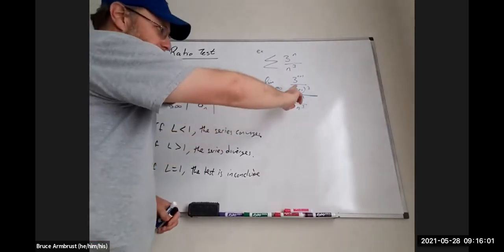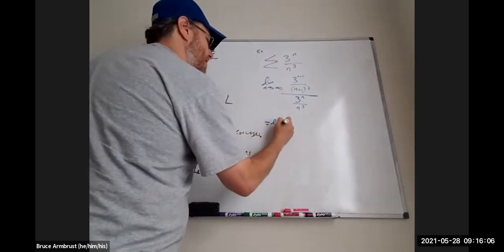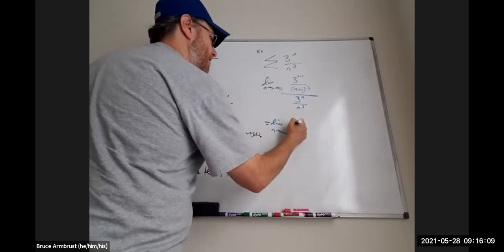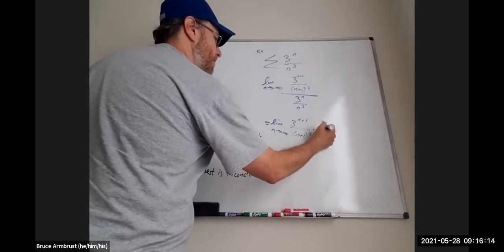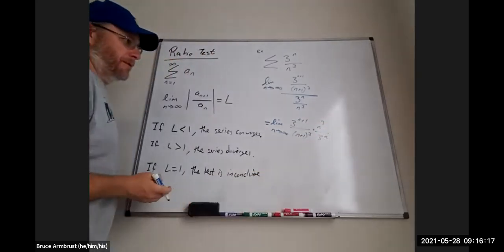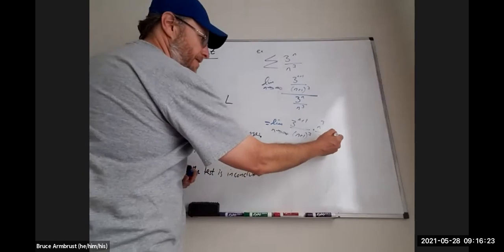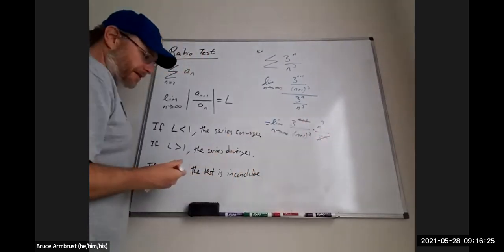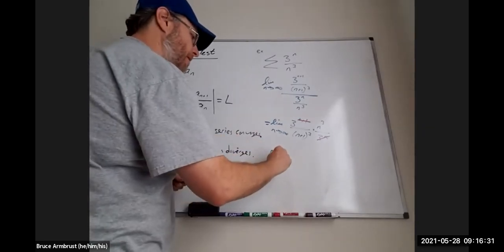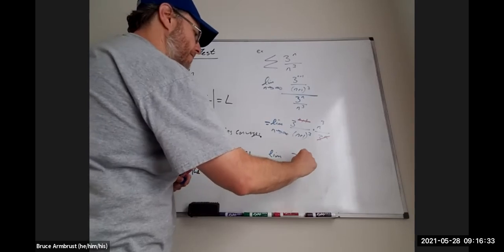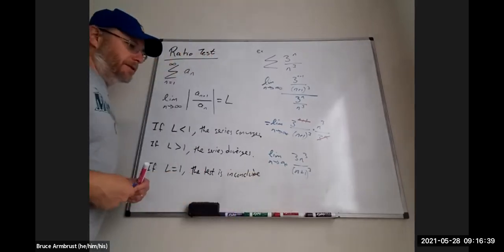Since I'm dividing by a fraction, we'll invert and multiply. So this is the limit as n goes to infinity of 3 to the n plus 1 over n plus 1 cubed times n cubed over 3 to the n. We're going to be able to simplify this a little bit. The 3 to the n cancels with all but one of them on the top. So we've got the limit as n goes to infinity of 3n cubed over n plus 1 cubed.